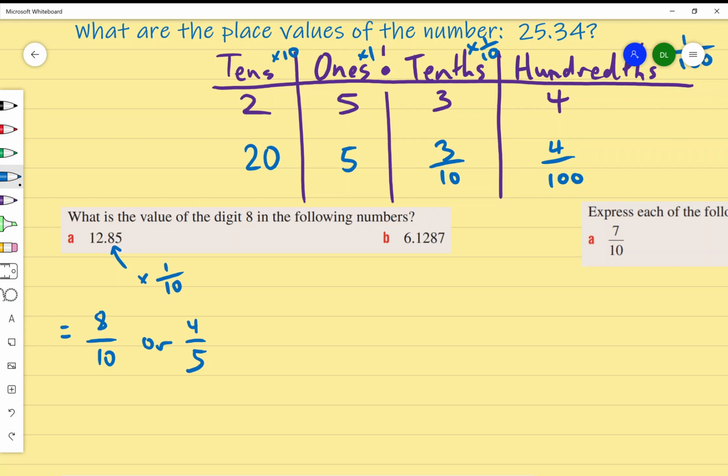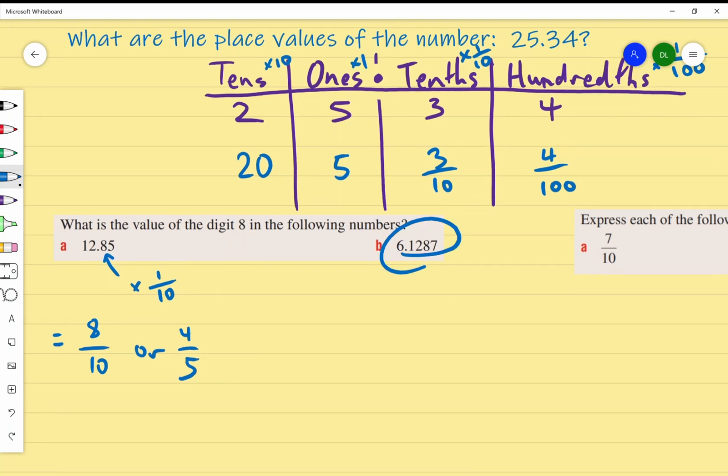What about this one over here? Kenta, what position is the 8 in right there? So this one's the tenths right there. That's the hundredths. So what comes after the hundredths? So 10, 100, 1,000, right? So in this case, the 8 is in the thousandths position.